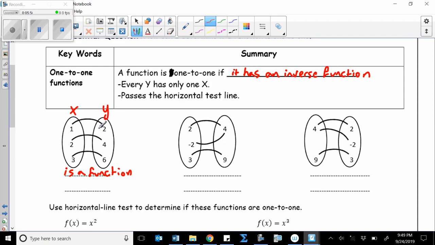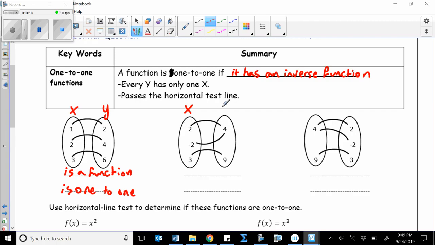So we're going to look at the y values. Do I have only one x for each y? Yes. So for 2 I have only 1. 4 has only 2. 6 has only 3. So for each y I have only one x. So this is one-to-one, a one-to-one function. How about this relation?